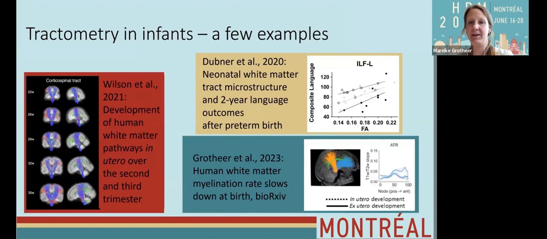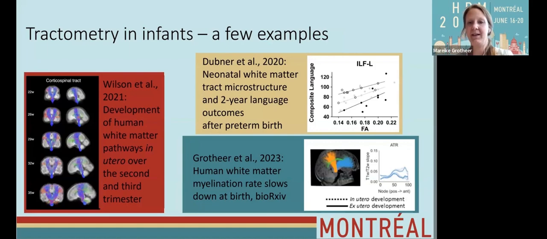So just to illustrate what kinds of questions you can ask when applying tractometry to infants, here are a few examples. In the first example, Wilson and colleagues were recently able to identify white matter bundles in utero before the infants were even born, and then describe the bundle development in utero as well. Further, Dubner et al. showed that white matter microstructure measured at birth in infants born preterm relates to their two-year language outcome, which I think is pretty exciting.